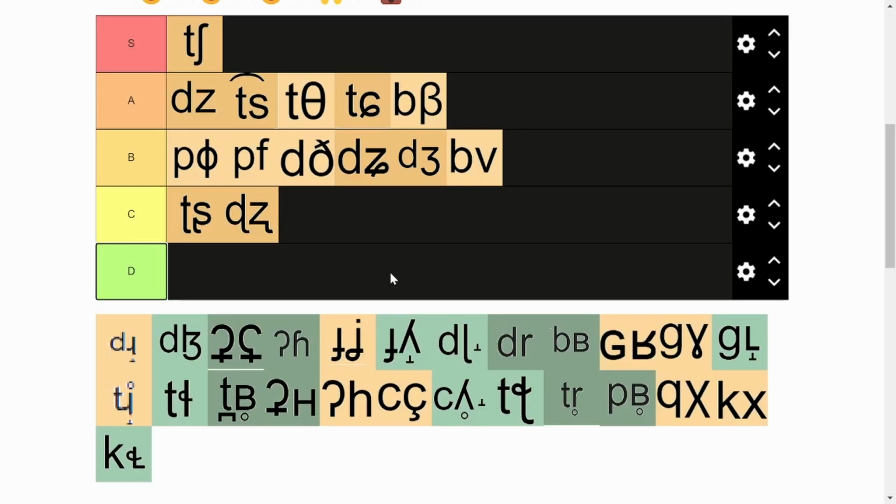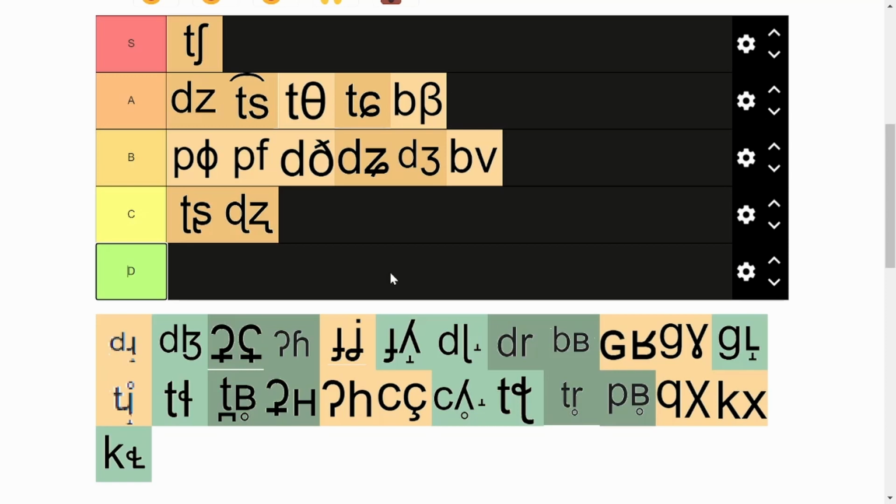Okay, so what do you think about ch? I like it. I like the palatals, all of them. The only category of sounds I really hate are the retroflex ones. Others I like usually. I would put it in C tier. Yeah, I can see that.